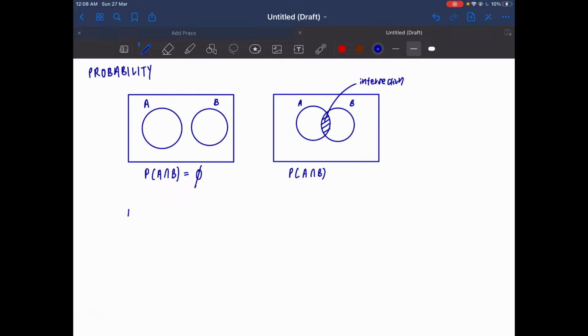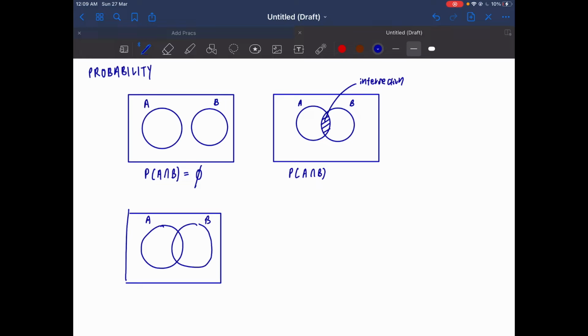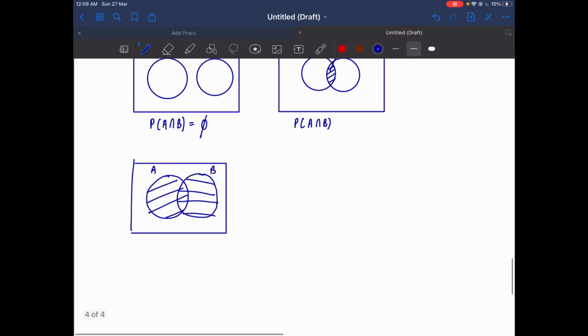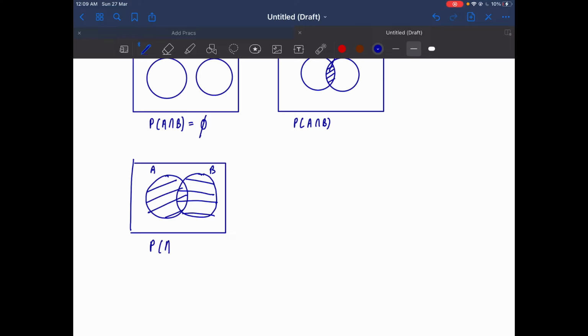And then now I'll teach you about union. So let's say that's event A and that's event B. Event A occurs in this area, and event B occurs in this area. So union basically means the probability of either event happening. So if I want to find the probability of A union B, it would be both the shaded areas like this.